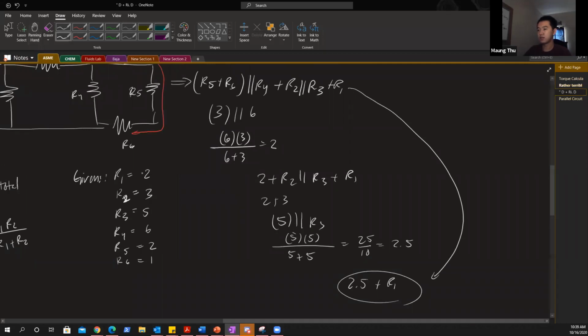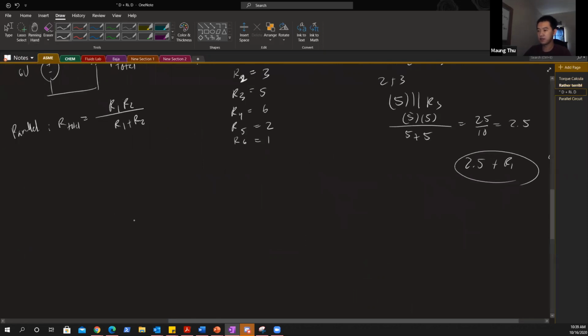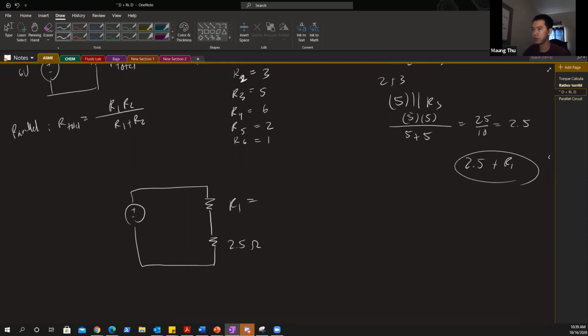So what does that look like visually? I'm going to draw it for you right now. So what just happened is this. You have a battery, plus minus, a resistor here, okay? And then you have resistor 1 and 2.5 ohms here, okay? That is exactly what had happened.